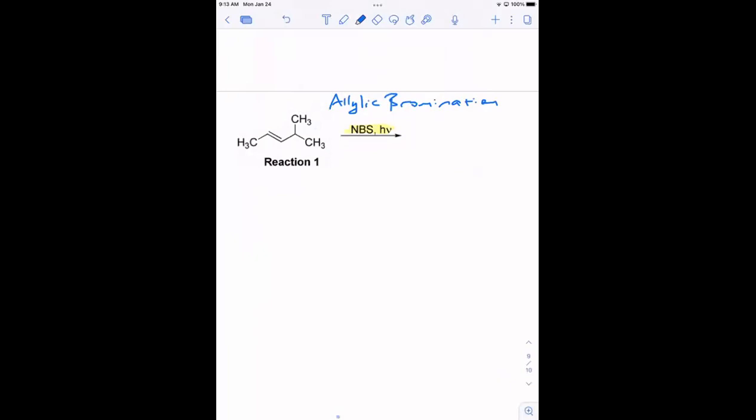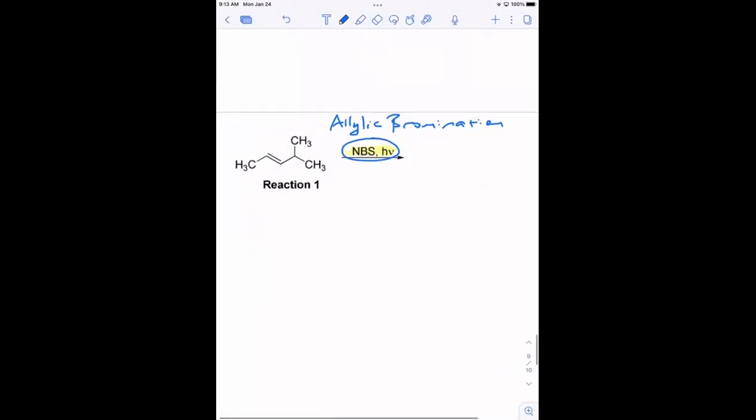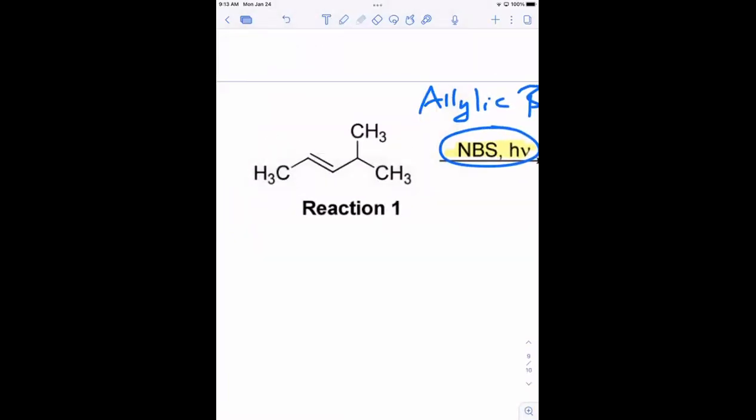If you know it's an allylic bromination, and this is the giveaway, NBS and light and an alkene, that's telling you that it's going to be an allylic bromination. First thing to do is to find the reactive sites or the allylic sites. So here is going to be where? Help me out. Is it going to be the CH3 on the left by the double bond? Okay, great.